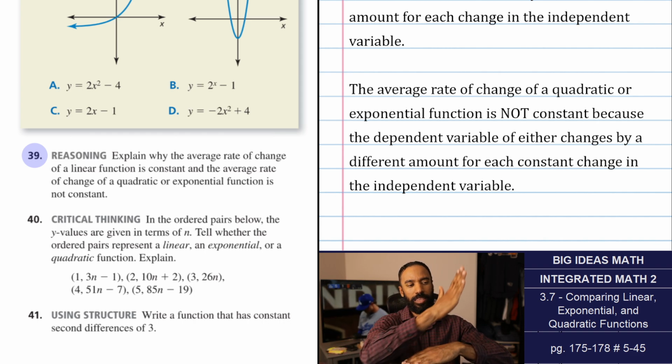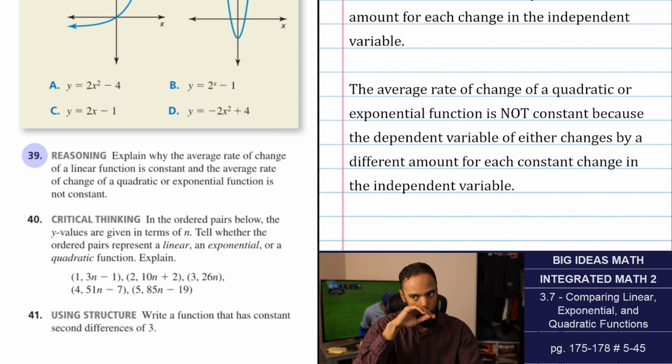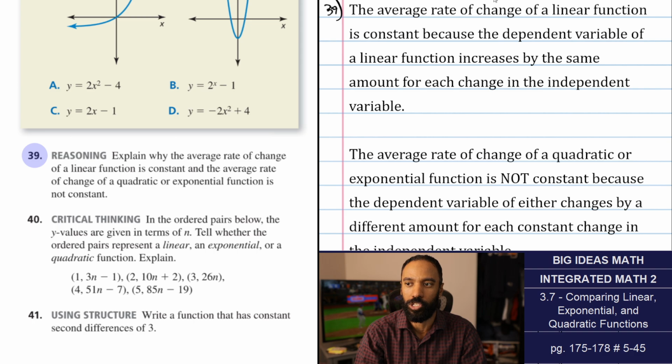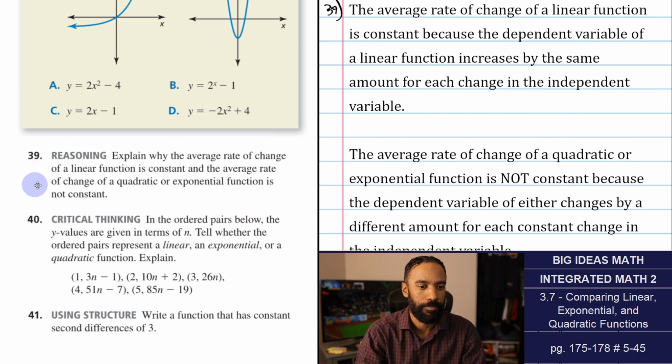Exponential functions, like I said, they can progressively grow, but they can also decay. So I shouldn't say they increase over time more. I should just say it's different. It's always different. There is no slope. There's no slope on those ones. All right, let's go to number 40.